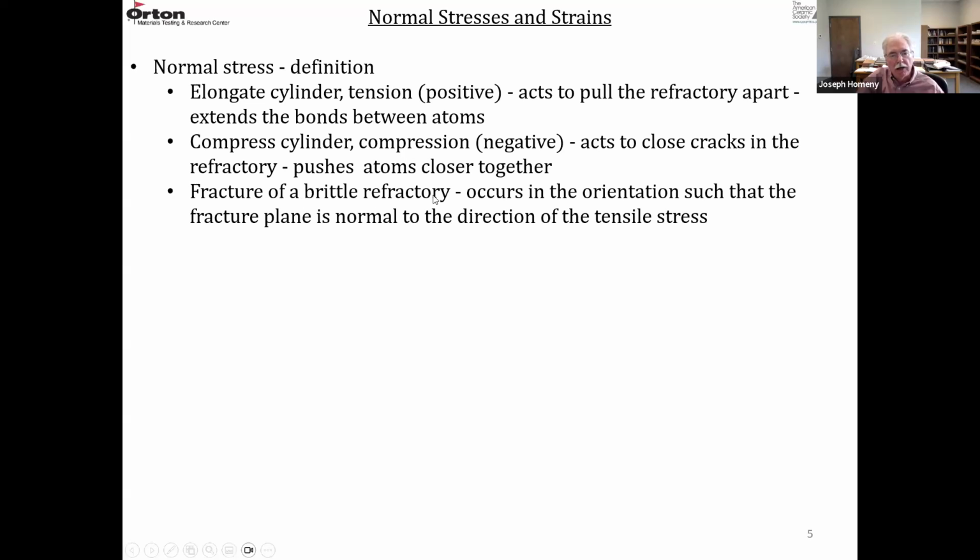So when the refractory is brittle, especially at room temperature, the failure or the fracture is going to occur in the orientation such that the fracture plane is perpendicular to the applied stress. So refractories are weak in tension and relatively strong in compression.